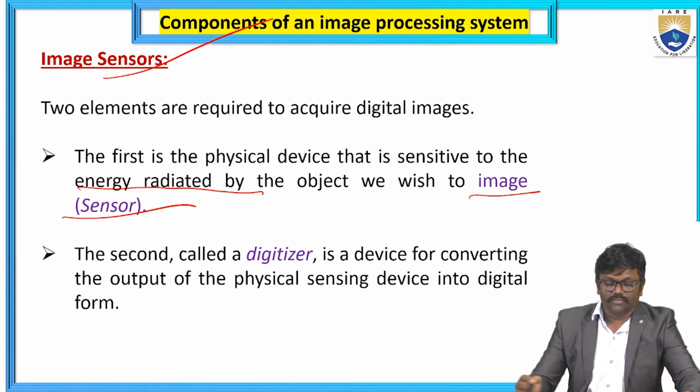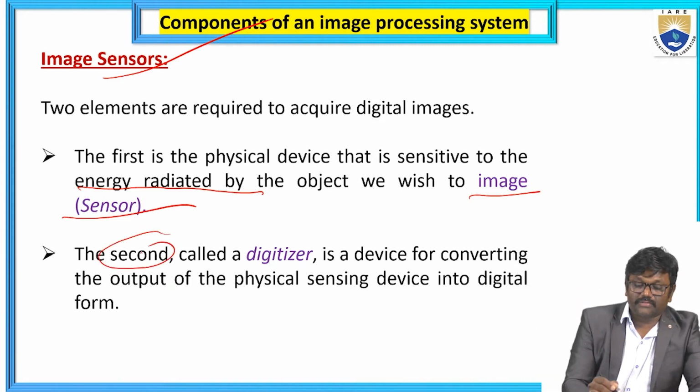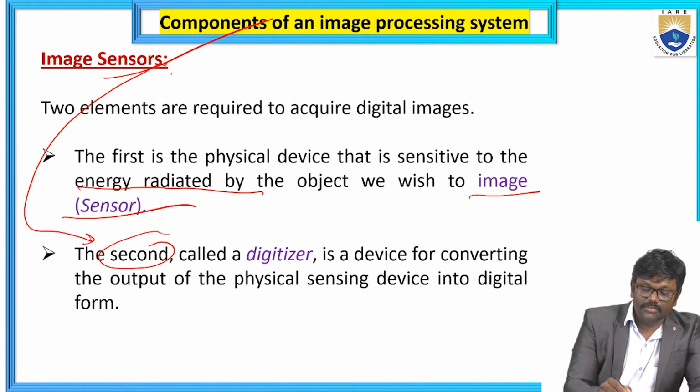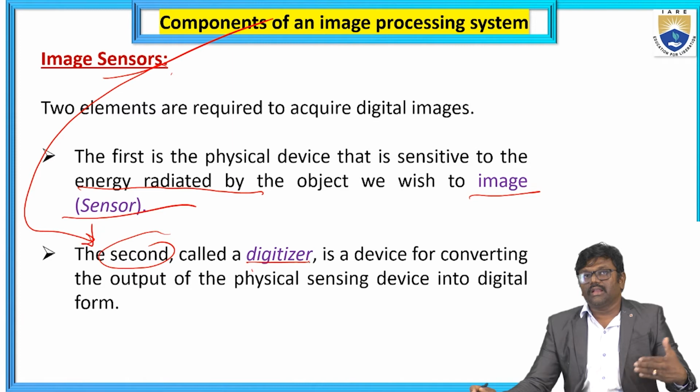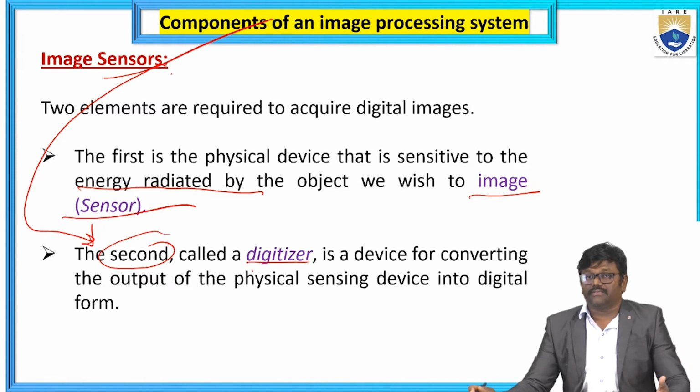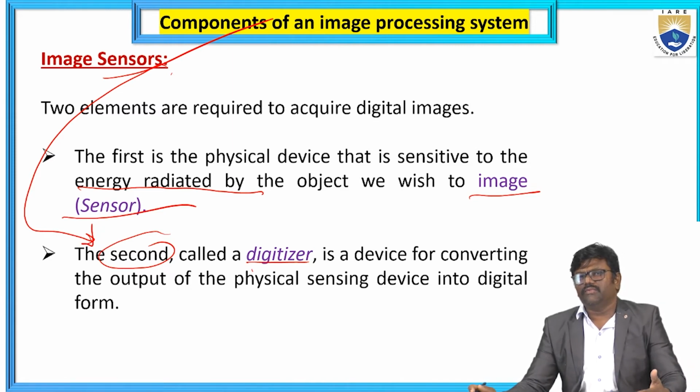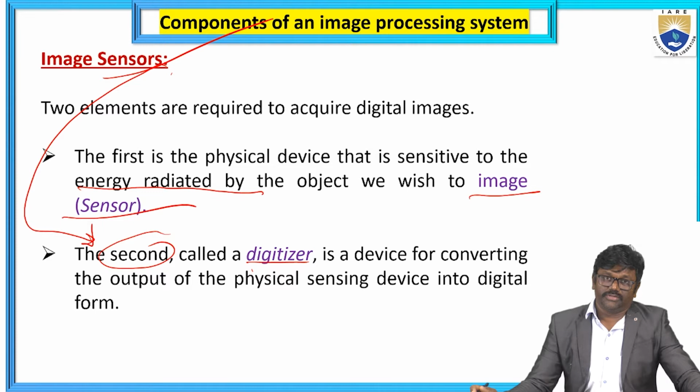Number two is the second one. As the second part, the image sensor is a digitizer. We can call the image sensor a digitizer, a device for converting the output of the physical sensing device information into digital form.